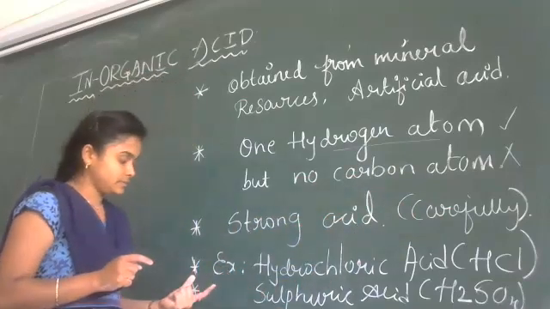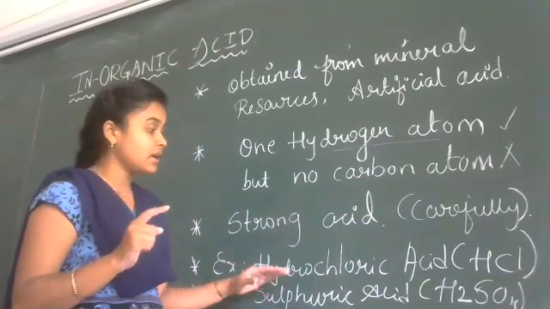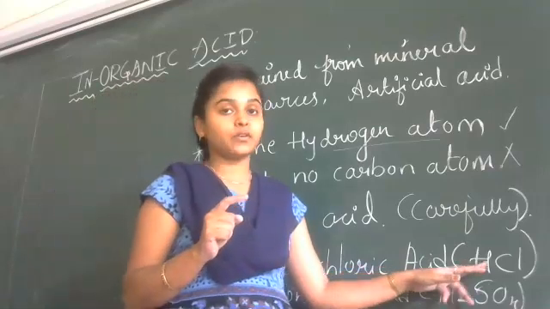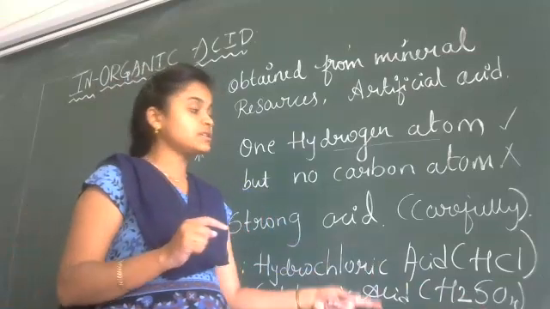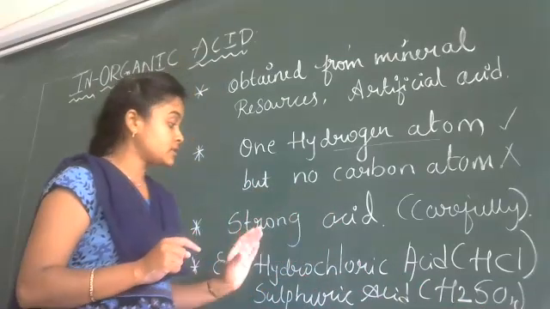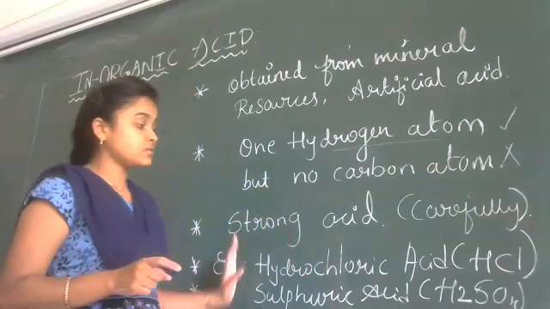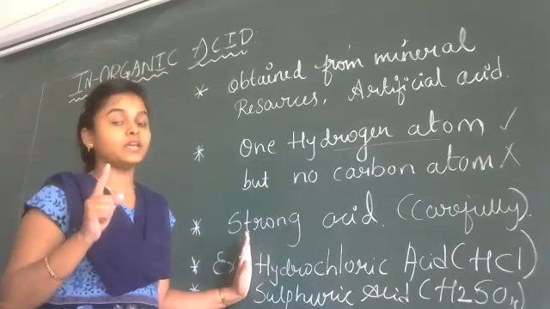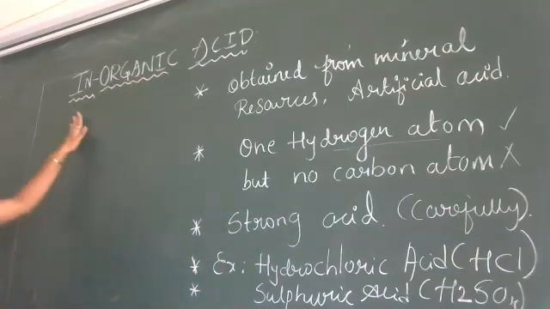Next one, some examples of these kinds of inorganic acids or strong acids are hydrochloric acid, chemical formula HCl, then sulfuric acid, chemical formula H2SO4. So these acids are usually prepared or synthesized in the lab. And especially hydrochloric and sulfuric acid are very strong in nature. So while using both acids, we should be very careful. Okay. So these are the points based on inorganic acid.